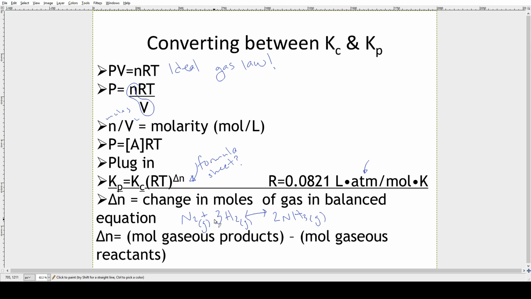So let's count. How many moles of gas do I have on the reactant side? I have 1, 2, 3, 4. I'm just counting up the coefficients. And on this side, I only have 2. So I'll put this in the equation here. I have 2 moles of gaseous products minus the 4 moles of gaseous reactants. So my delta n here would actually be negative 2. So finding delta n isn't actually that difficult. You just have to make sure you have the balanced equation and that you're only looking at gases.